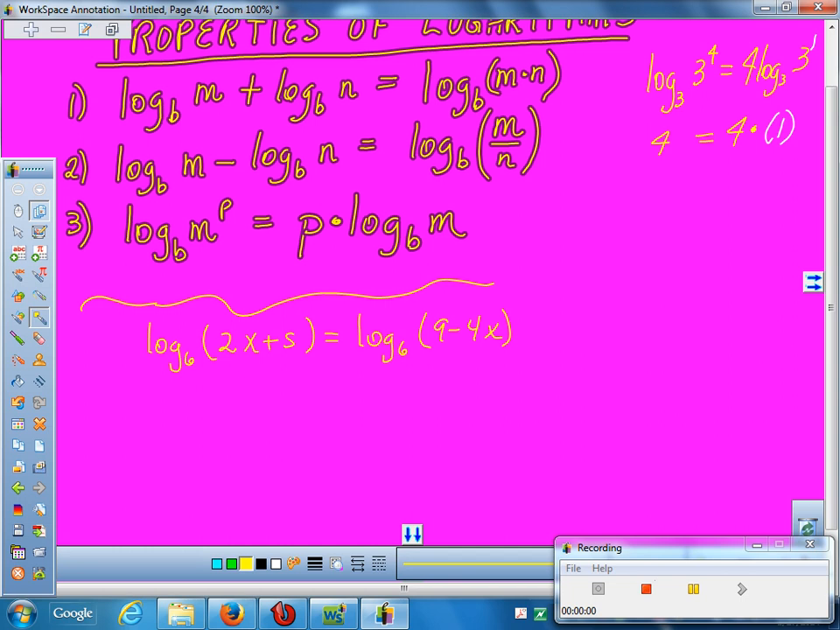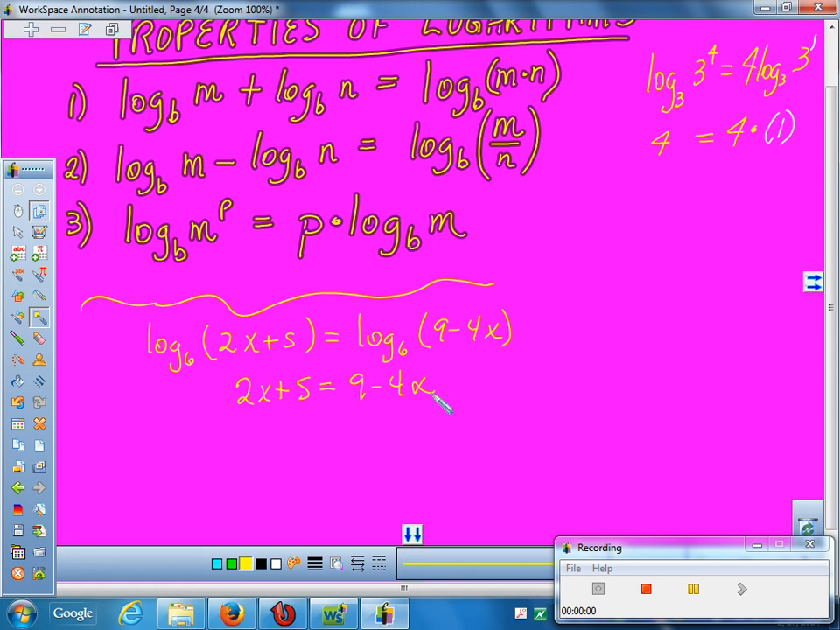Yeah, it's the same thing as when we made common bases. Once you have the same bases, you can drop them off. In this case, it's the same thing. If they both are a log base 6, the same exact log on both sides, then we know the arguments inside must be equal, and you can set 2x plus 5 equal to 9 minus 4x. So your goal is always going to be to get it down to the same log on each side, and then you can set them equal. And now it's just normal solve for x.